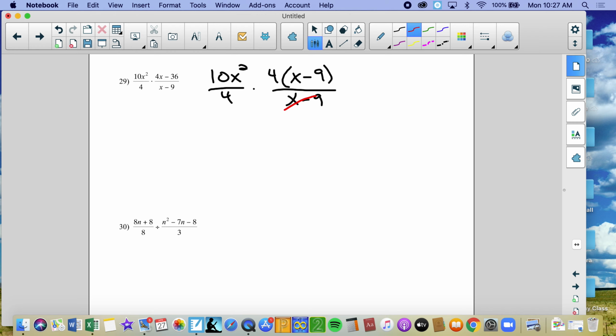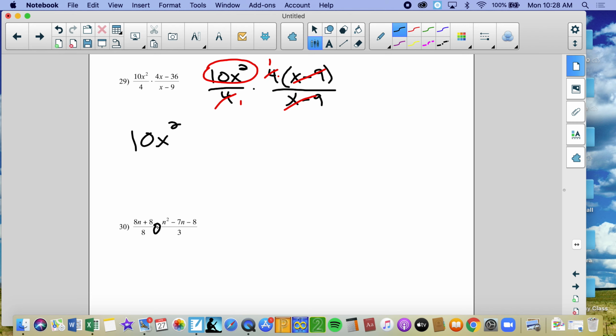Nice. We're going to cross-cancel. We can cancel that because it's being multiplied. We're canceling the x minus 9 as a whole piece. Let's cancel the 4's. When we cancel those, they get replaced by 1's. So what are we left with? We're just left with 10x squared. That's nice.